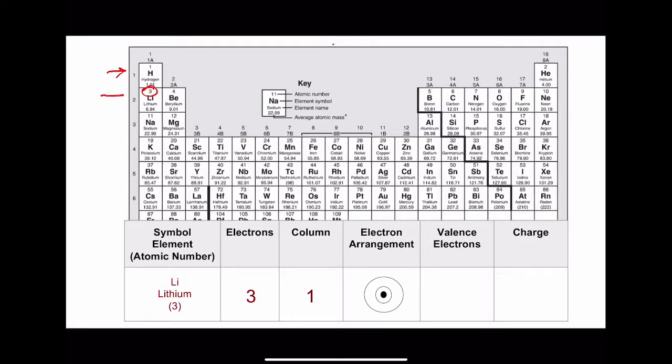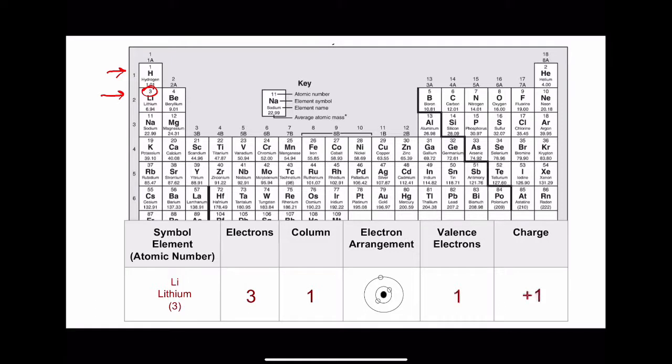Now that we've moved down to row 2, we have another shell on top of that. So for our electron arrangement, we have the 2 electrons that came with the first shell. Those are still there. And now when we add another shell, we're going to add it to the outer shell. So when we do that, we can see very clearly how many valence electrons we have. We have 3 total electrons, but only 1 valence electron, which gives us a total charge similar to what we saw in hydrogen of +1.